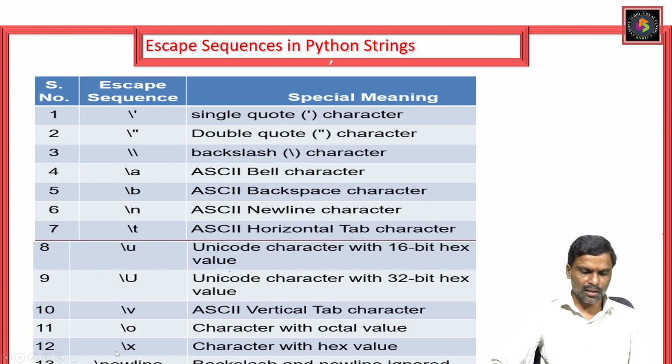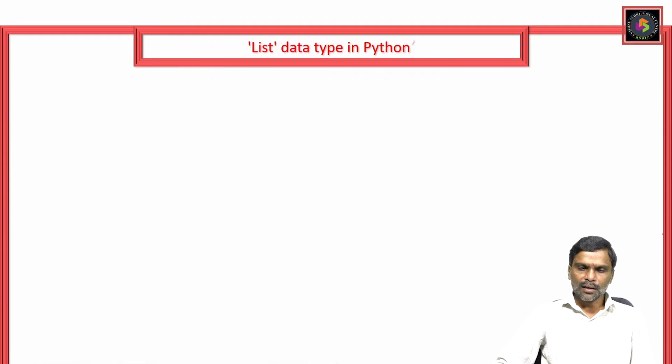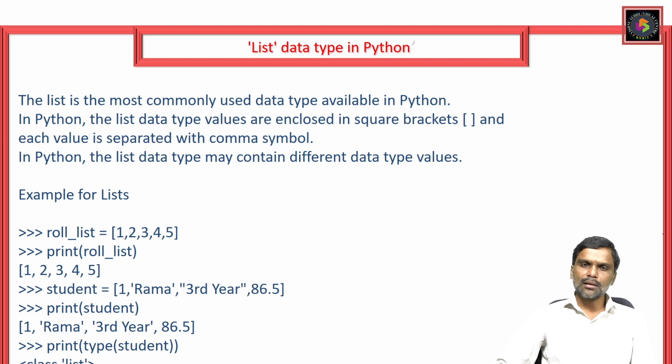So that is also another topic related to the data type, which I have discussed. Then what is the list data type in Python? The next one is list. List is one of the most commonly used data types in Python, and generally a list is represented with the help of square brackets. These are called square brackets, and each value in the list is separated with a comma. Here in the example of a list, you can see I have a list called roll_list.